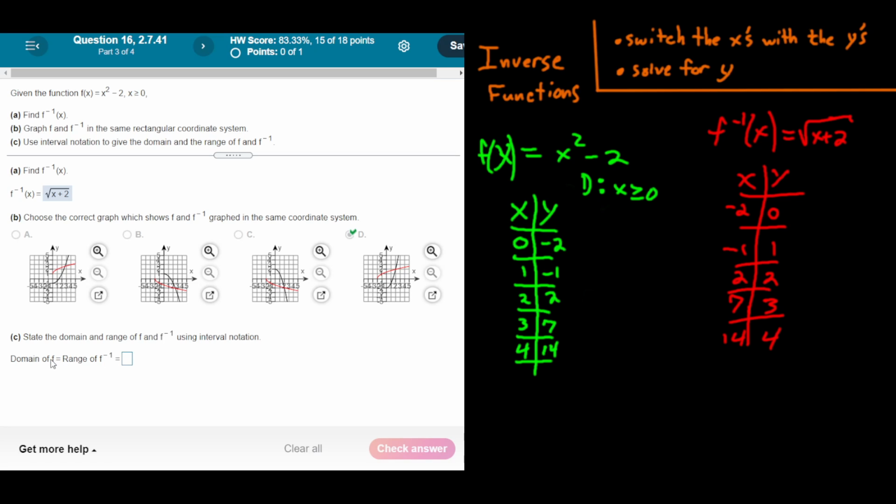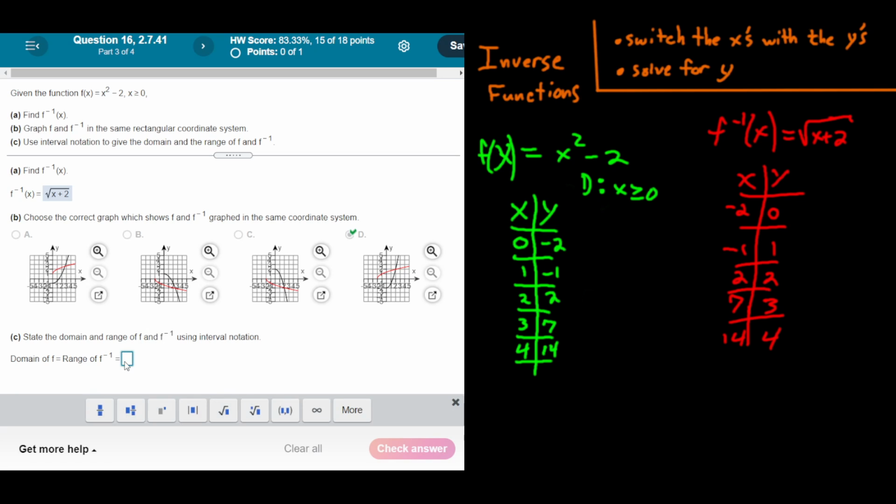Okay, so what is the domain of F? The domain of F is equal to the range of the inverse, right? We know that. So it says state the domain and range. Okay, they want interval notation. So what was the domain of our original? They told us from the get-go. X has to be greater than or equal to 0. So wouldn't that just be a bracket with 0 all the way to infinity?